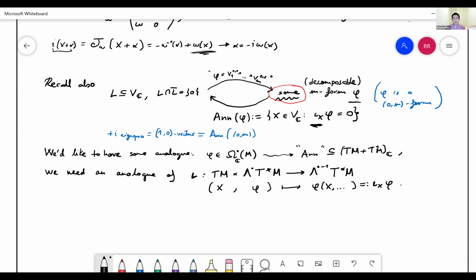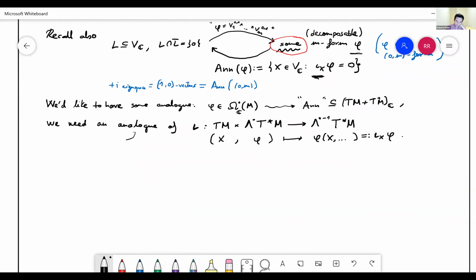So what's an analog of this in our situation? It has to be some kind of action of these guys here, of Tm plus T star M complexified, on the complex forms. Just at the beginning, when one goes complex, it's always missing the complex to start with. Here I'm using the bundle instead of the sections, because it's a linear algebraic operation.